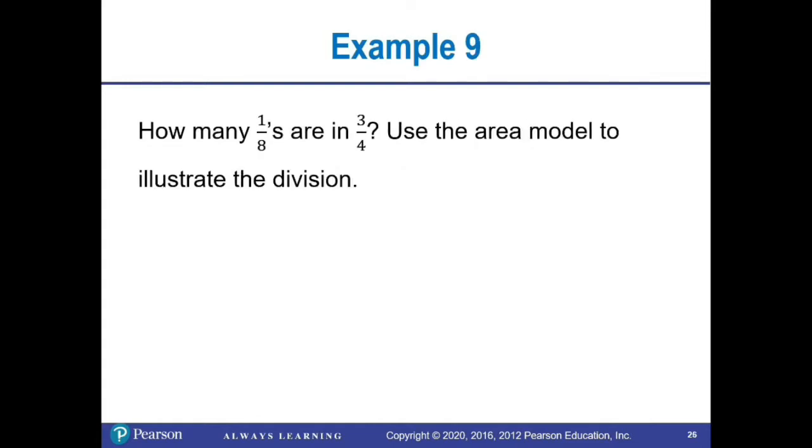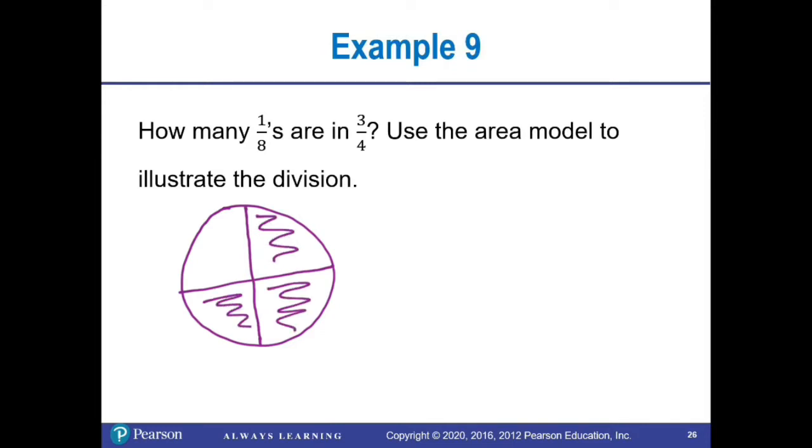I want to know here how many eighths are in 3/4. Draw a circle, divide your circle into 4 parts, and then we're going to shade 3 of those parts. Now, if I divide each quarter in half, that gives me eighths. And then I'm going to count how many eighths I have in the shaded portion. Notice there are 6 eighths in the shaded portion, and so my answer here is 6.